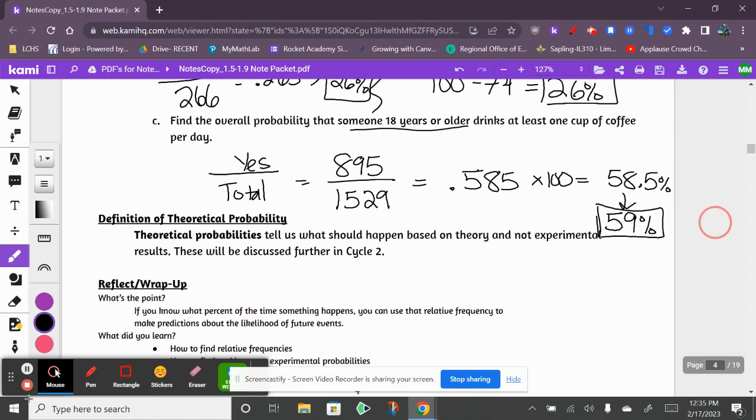Okay. The last definition that we have is theoretical probabilities. Tell us what should happen based on theory and not experimental results. We'll discuss these further in cycle 2. For example, if we flip a coin, our theoretical probability of heads is 50%.